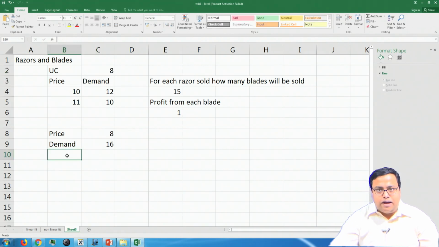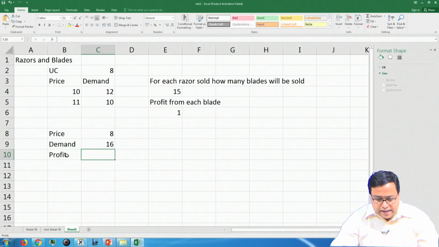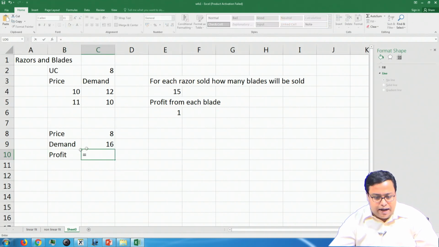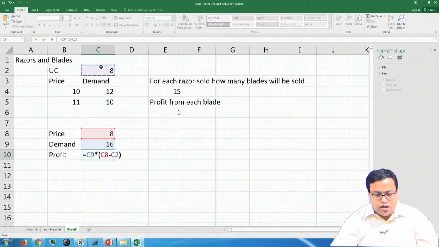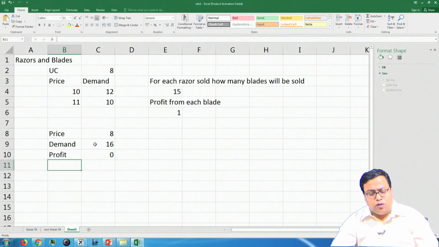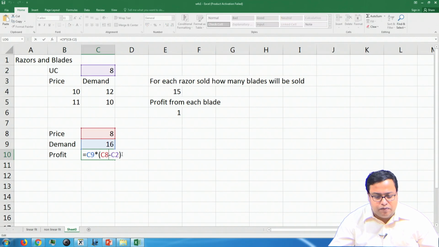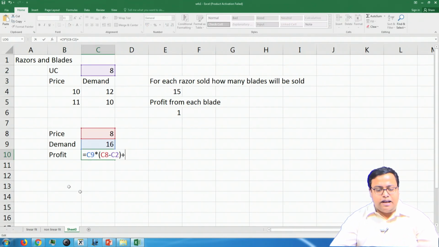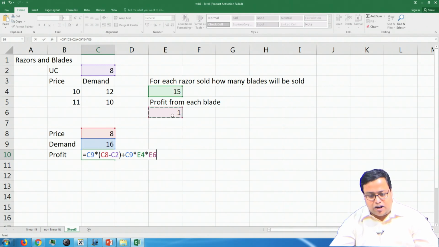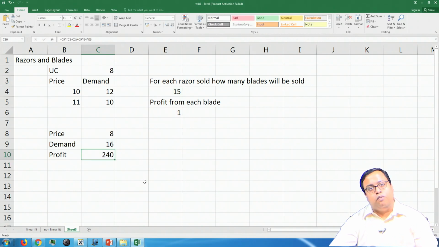So, then how much is the profit? The profit is nothing but demand into price minus unit cost. So, when I charge 8 rupees for something which has a unit cost of 8 rupees, I get a profit of 0. But it is not closed here. I also get some amount of money from the blades. For each of these 16 demand, I get 15 blades for each of them, and how much money for them? $1. So, this is my profit.